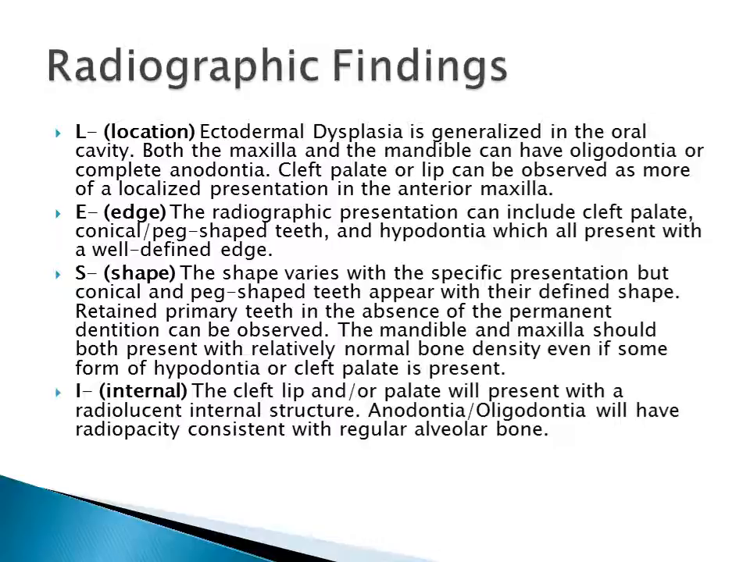Edge: the radiographic presentation can include cleft palate, conical or peg-shaped teeth, and hypodontia, which all present with a well-defined edge. Shape: the shape varies with specific presentation, but conical and peg-shaped teeth appear with their defined shape. Retained primary teeth and the absence of the permanent dentition can be observed. The mandible and maxilla should both present with relatively normal bone density, even if some form of hypodontia or cleft palate is present.